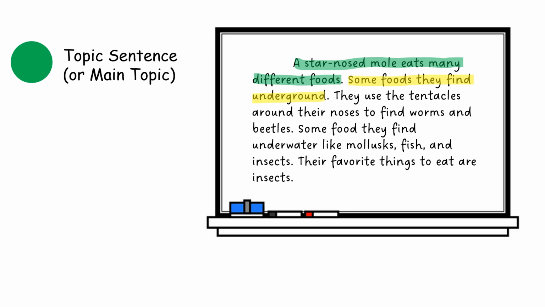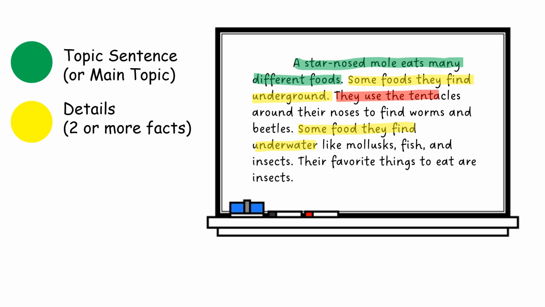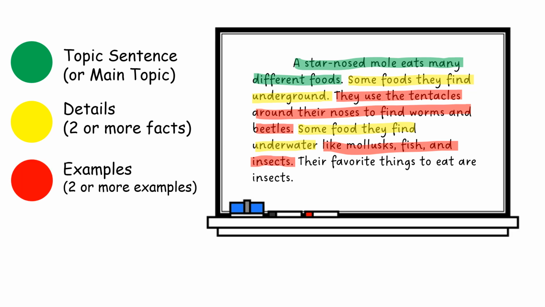I wrote that some foods they find underground and some foods they find underwater. These details help to support my main topic about the different types of foods that moles eat. But to make it even better, I added examples. For the underground food, I talked about how they use the tentacles around their noses to find worms and beetles. For the underwater food, I named those things mollusks, fish, and insects. These examples help to make my details stronger.